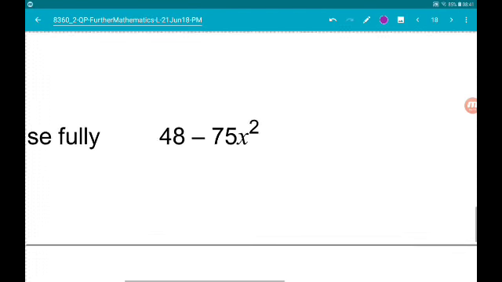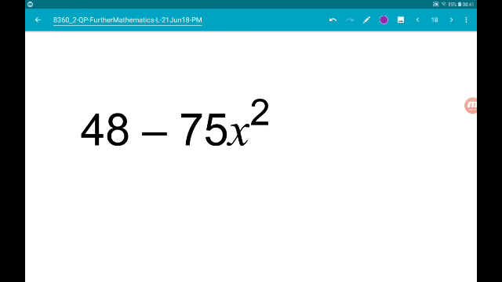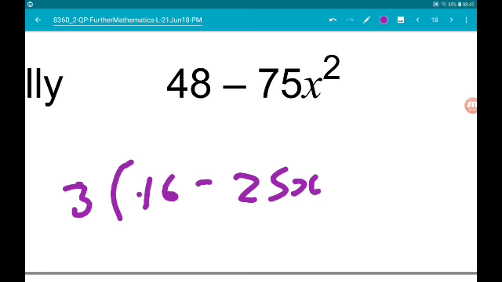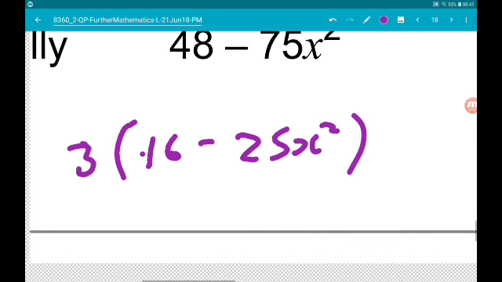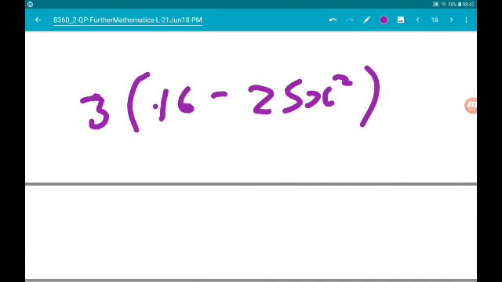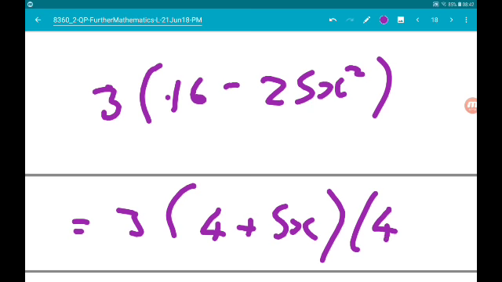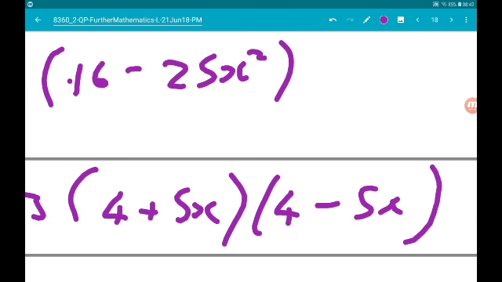Okay, then part C. Factorise fully. 48 minus 75x squared. Okay, so this almost looks like a difference of two squares, except 48 and 75 are not square numbers. However, there's a common factor of 3. So if we take that out, we got 3 lots, 16 minus 25x squared. Now that bracket is a square number minus a square number. So that's going to factorise to 3 lots, 4 add 5x times 4 minus 5x. And that is our answer.